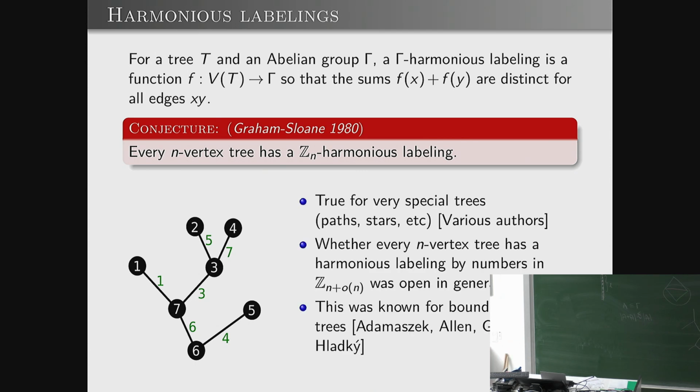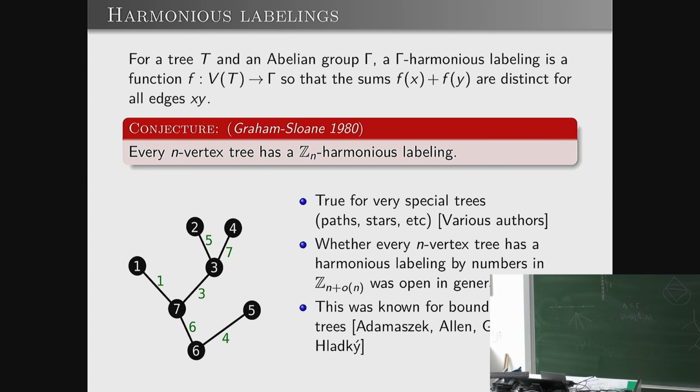So people verified this conjecture for some very simple trees, like paths or stars. So this is a path, this is a star. Very simple trees. There are, I think, examples where maybe n minus 1 does not suffice. Yeah, so that's why you have that. But actually, it's a very good question.